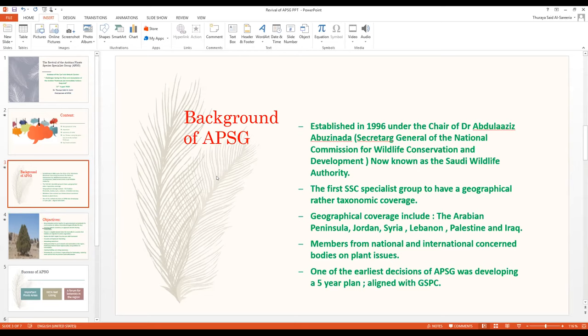One of the earliest decisions of the group during that time was developing a five-year plan, which aligned with the Global Strategy for Plant Conservation. It focused mostly on a working accessible list of known plant species at different levels, a preliminary assessment of the conservation status of all known species at national, regional, and international levels, and also on the protection of the most important areas for plant diversity in the region.